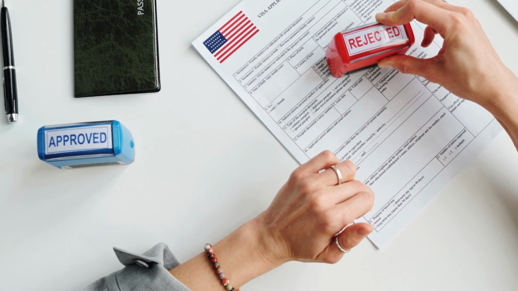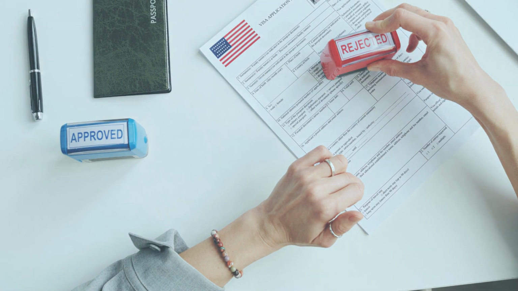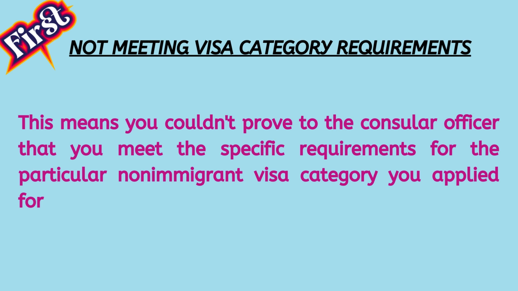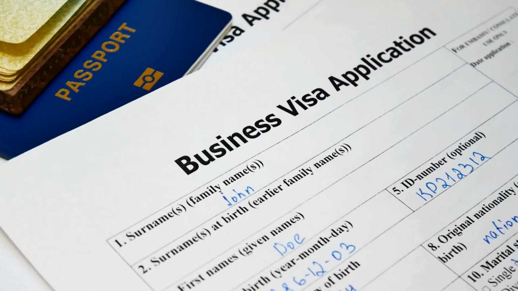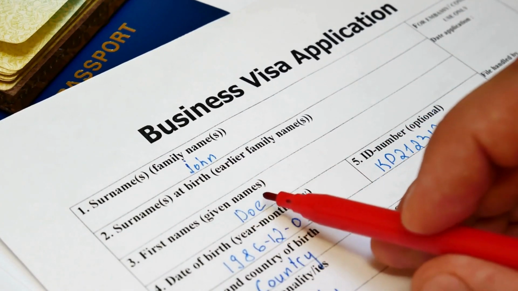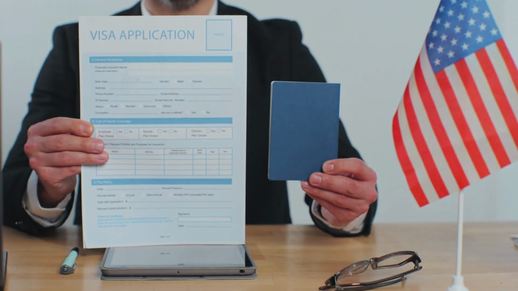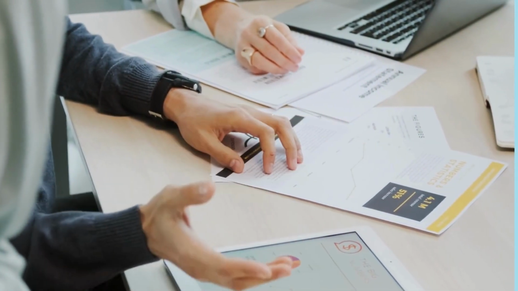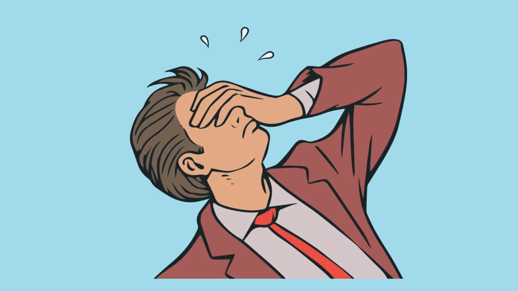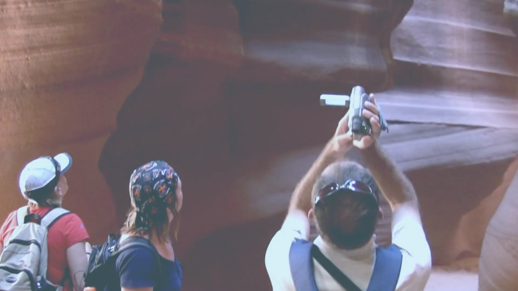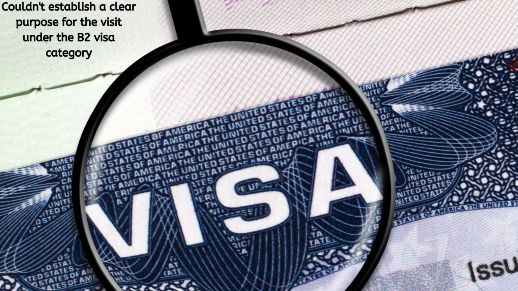A visa denial under Section 214B for non-immigrant visas has two potential meanings. Number 1, not meeting visa category requirements. This means you couldn't prove to the consular officer that you meet the specific requirements for a particular non-immigrant visa category that you applied for. For instance, if you applied for a B1, that is business visitor visa, and couldn't present compelling evidence of a business purpose, or if you couldn't establish a clear purpose for your visit under the B2 visa category, your application may be denied under Section 214B.